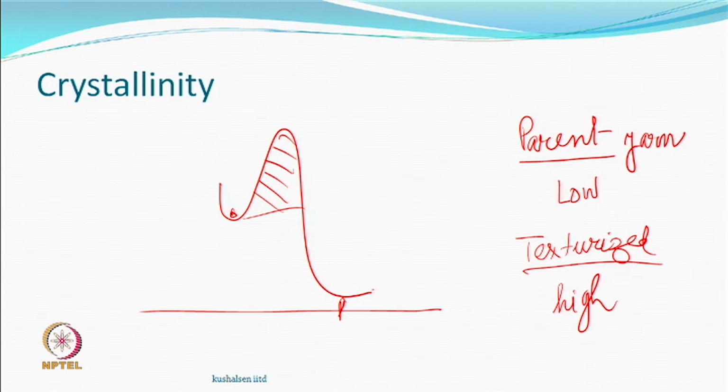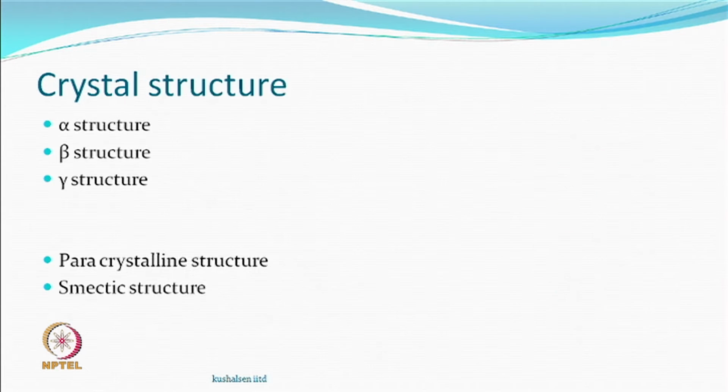So, we remember that the parent yarn crystallinity should be as low as possible, and after texturing, if the crystallinity of the textured yarn is high, then it will be good for us. We come to crystal structure. So, one is crystalline portion and amorphous portion. We understand the crystalline portion is more rigid, difficult to change, you have to give more energy before it changes. But the crystal that forms can actually have different structures.